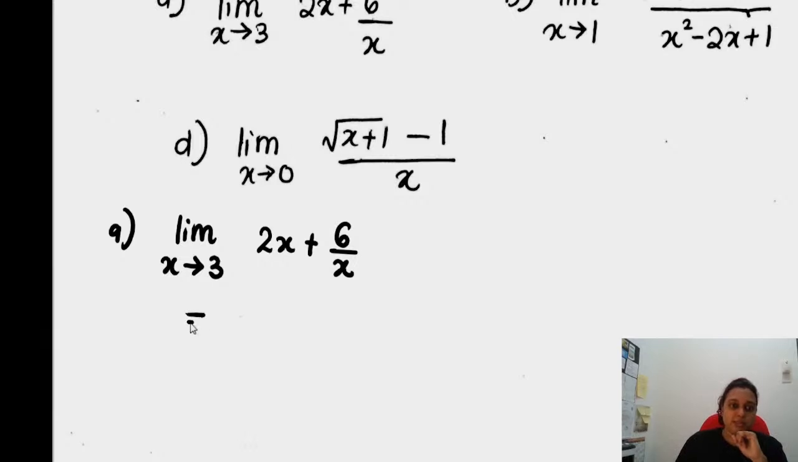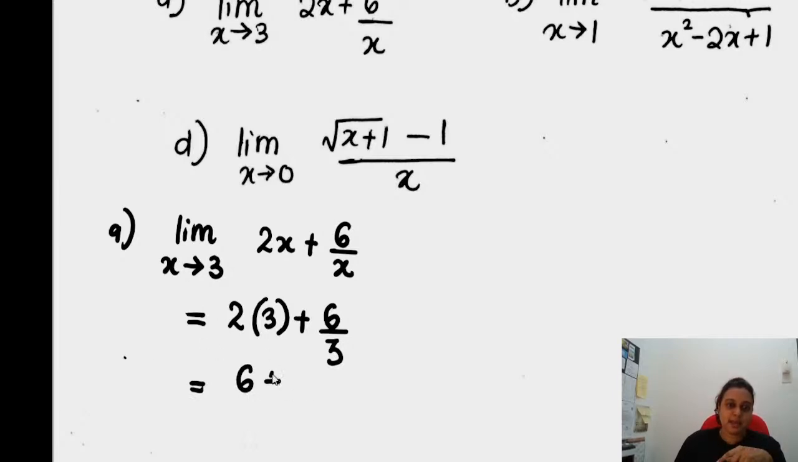When you substitute, you get 2 times 3 plus 6 over 3. So 2 times 3 is 6. 6 plus 6 divided by 3 is 2. So are we getting a value here? Yes, we are getting the value 8. That means if you are getting an answer, very good. There's nothing extra you need to do, because you are already getting the answer. So that's our answer.